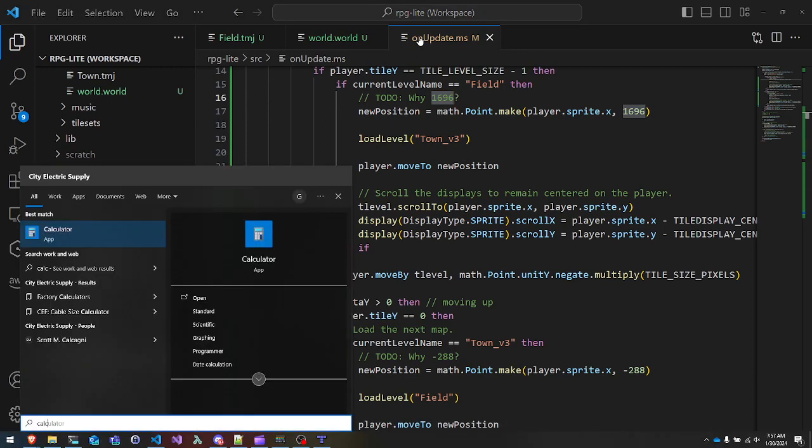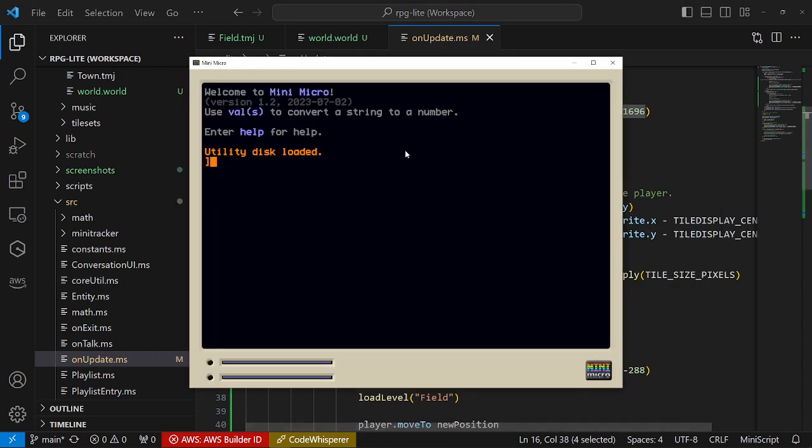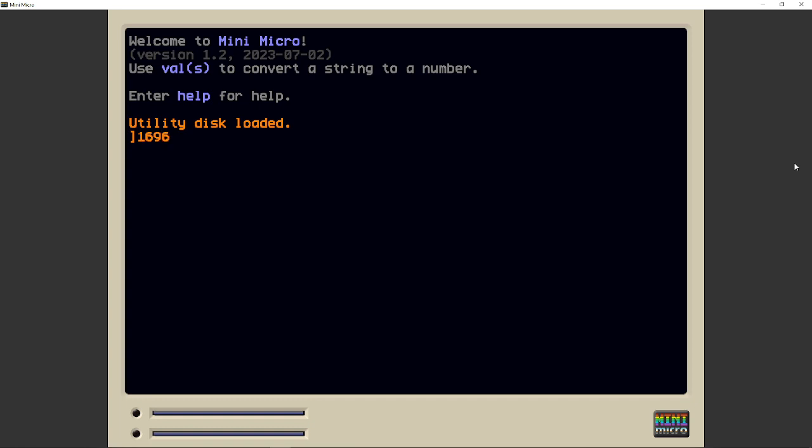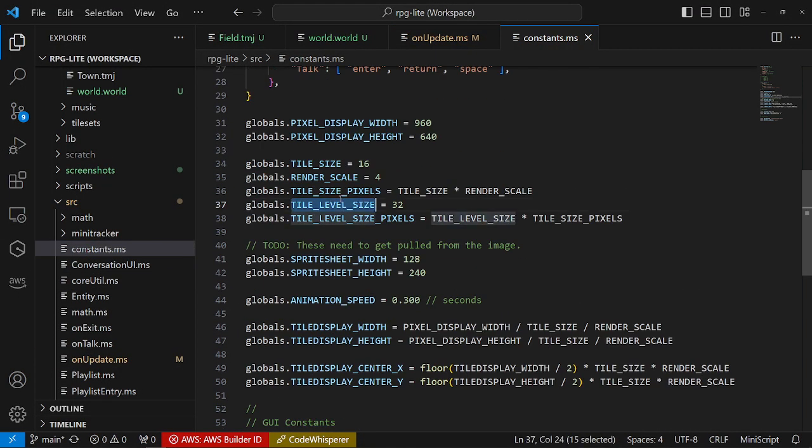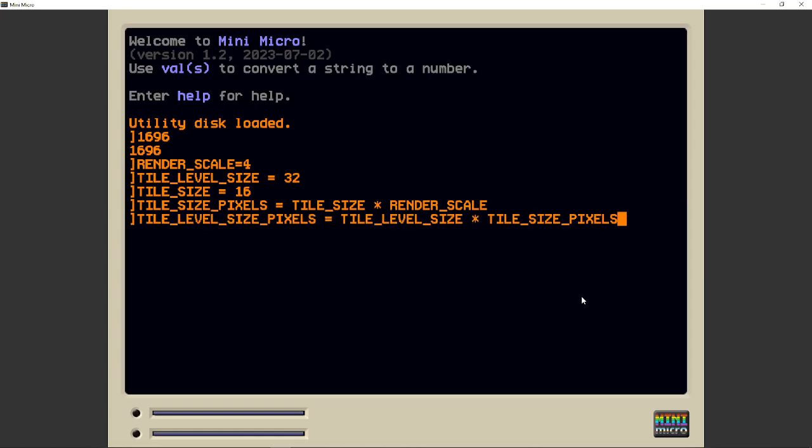So, a little bit of math. Let's do the math in here. So, 1696, was that our magic number? We have a render scale of 4. Let's load in some constants. Tile level size is 32. The tile size is 16. Tile size in pixels. Tile level size in pixels. So, let's look at our tile level size. That's 2048, bigger than this 1696.